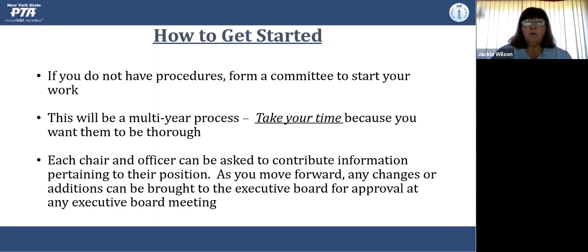It's important to note, not only for them, but also when you're looking at jobs and positions and going to elect people, you need to know if the person that you want to elect to that position has the capability to do that position. And then as you move forward, any changes or additions can be brought to the executive board for approval at any executive board meeting. So as people change, as positions change, your procedures can reflect those changes.